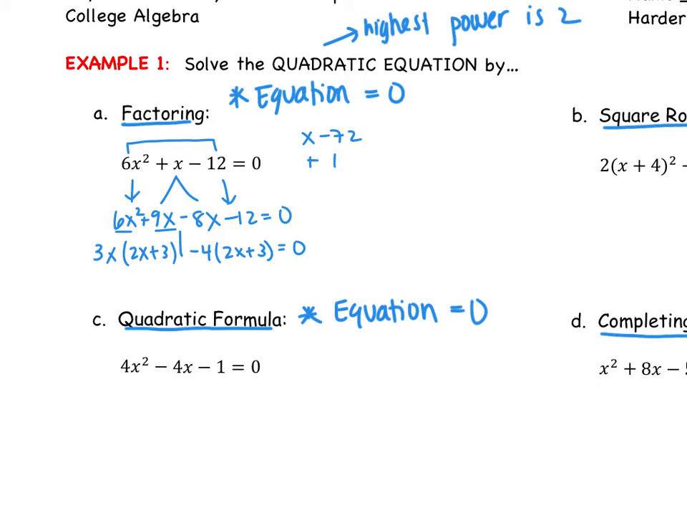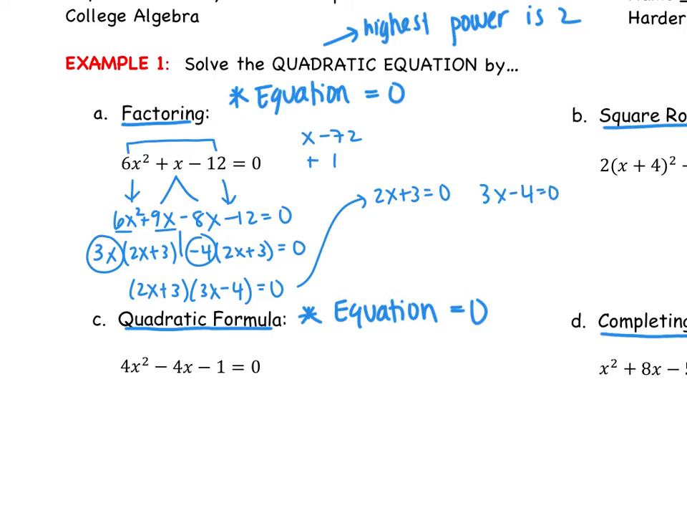So remember, if we're doing things correctly, the parentheses should match. If they don't match, then we did something wrong. Our first factor is 2x plus 3. What's outside becomes the second factor, so that's a 3x minus 4. We are not finished because we have that equals 0, because we are solving. So at this point, you will set both of those equal to 0. So 2x plus 3 is equal to 0, and 3x minus 4 is equal to 0.